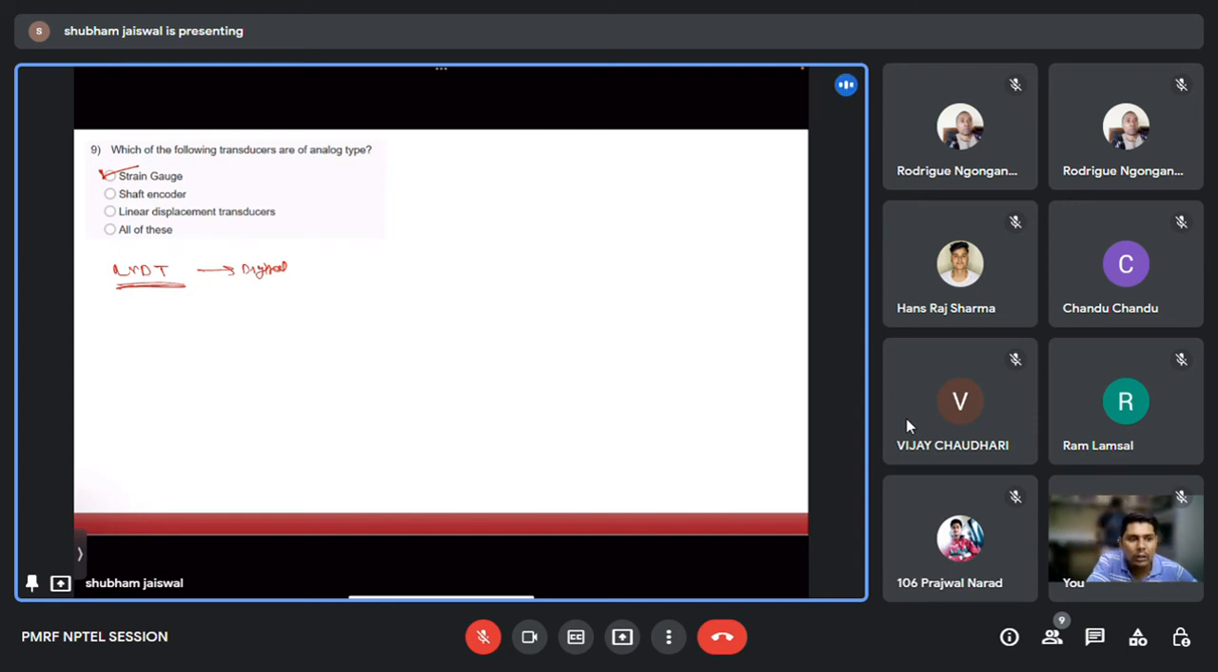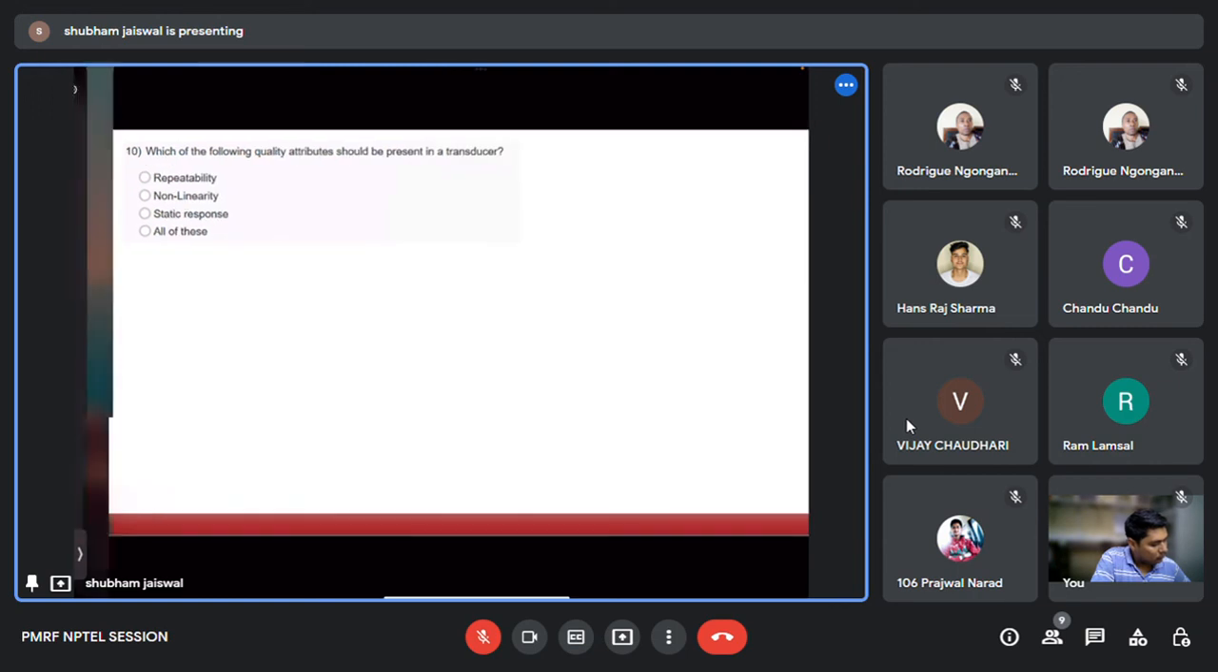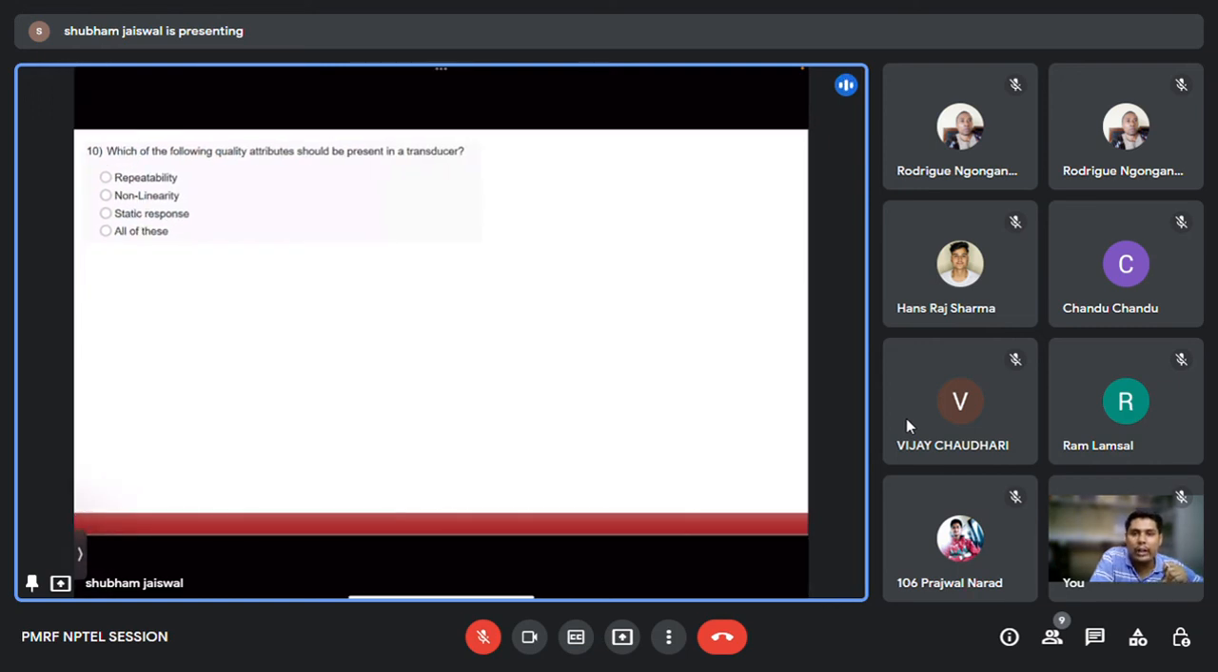Generally, if we are considering the spring weight balance, and we are measuring the weight, how much strain it caused will be deflected on the scale. So it is the analog type. So the correct answer is strain gauge. Moving to our last question. Which of the following quality attributes should be present in a transducer?